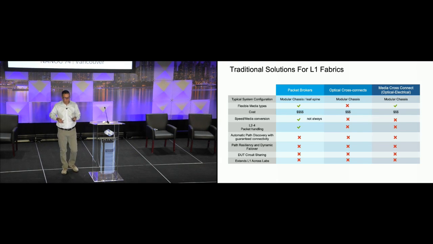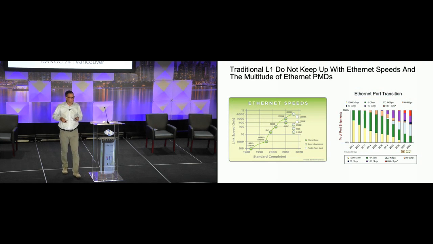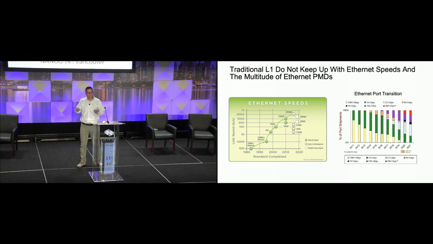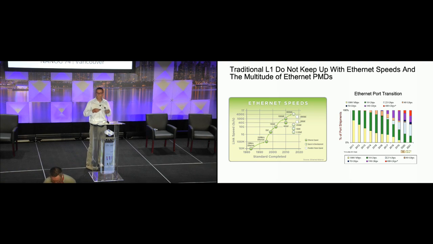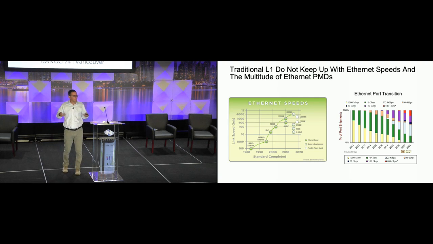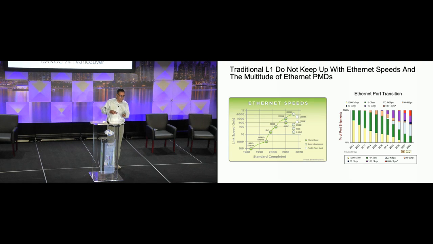So what can we really do to improve the situation here? Another point I want to make is that if you look at the technology commercially available from a layer 1 switching point of view, they really have a hard time keeping up with the explosion of Ethernet PMDs and PHYs and the diversity of multi-mode fiber, single-mode fiber, copper, direct attach, multi-lane, single-lane. Very difficult to find this flexibility in an optical cross-connect, a layer 1 cross-connect, or even a packet broker.